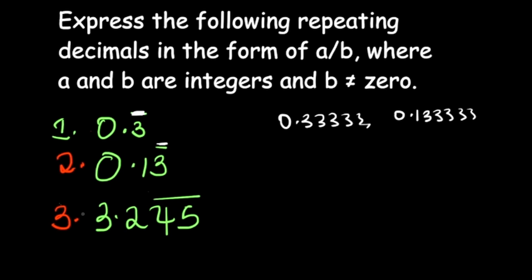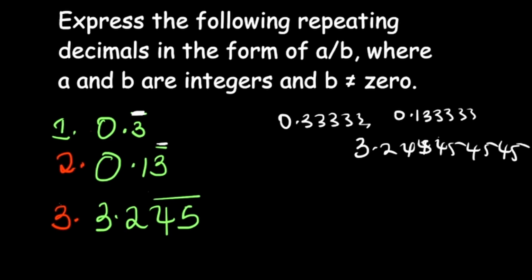If you look at the third one here, we have 3.245. The 2 does not carry any bar. The front 3 doesn't carry any bar, but the 4 and 5 carry the bar. Hence, this is going to be something like 3.245454545. The 45 keeps on repeating forever or till infinity. So these are examples of repeating decimals.